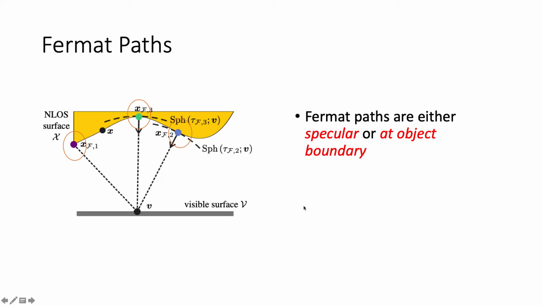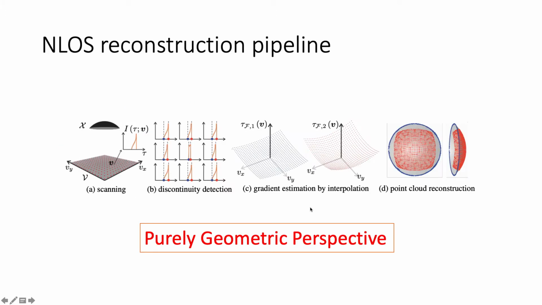First of all, what are Fermat paths, and why can they be used to reconstruct non-line-of-sight objects? Actually, Fermat paths are the light paths that are either specular reflections, here and here, or are reflected by the object's boundaries, here. They encode the shape of the hidden objects, so we could do the inverse process to recover the hidden objects. But how? How could we make this happen?